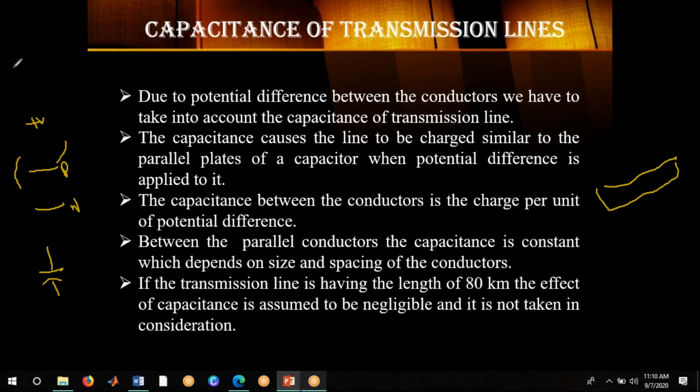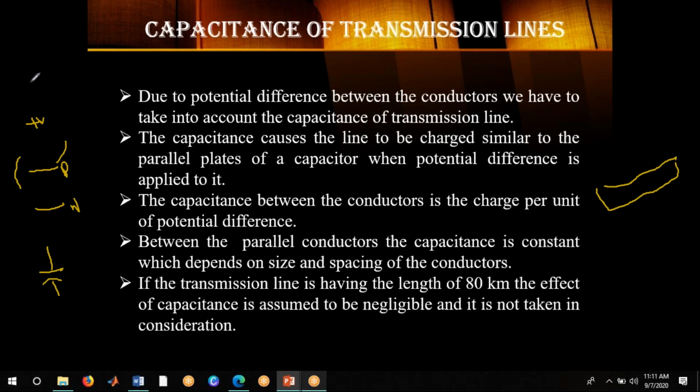Because some of the transmission lines are based on the capacity of power, the size should differ. Suppose if you take the bundle conductor, its diameter will be more. If you take a solid conductor, it is one conductor, and its diameter will be more. So based on the size, the capacitance will be calculated.